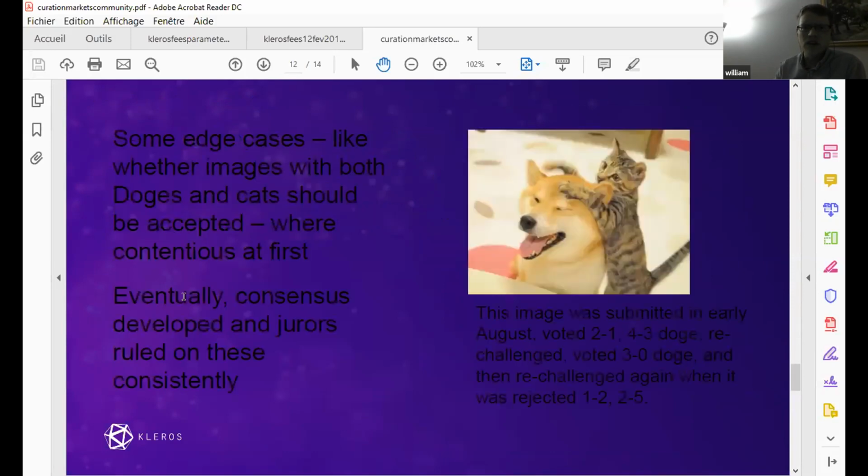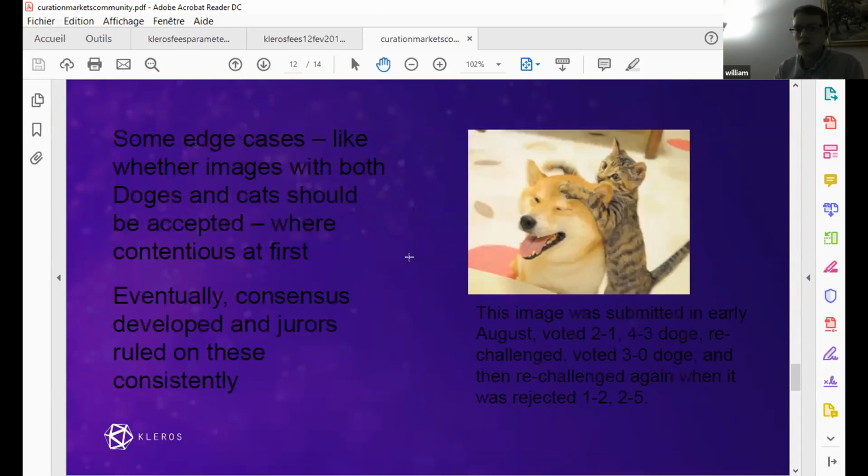We also had some other interesting edge cases about contentious cases. These images that had both dogs and cats were contentious because our payout policy for getting the reward for a cat image on the list specified that the image could not also have the Doge to qualify for the payout, but the subcourt policy didn't really talk about images like this.